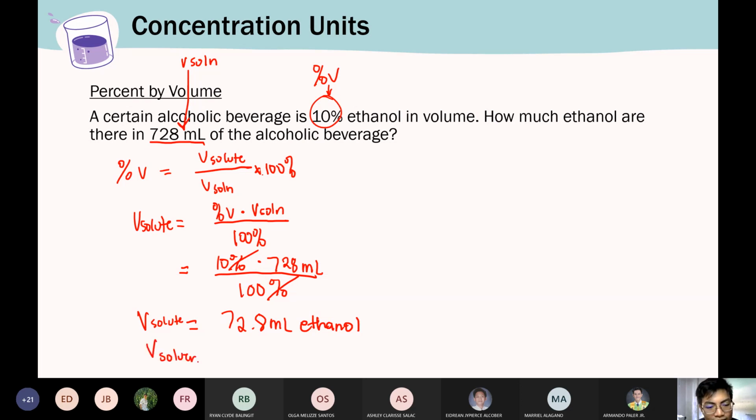Ngayon, tanungin ko kayo. What's the volume of solvent? If the solute is 72.8 gram, what is the volume of the solvent? Anyone? Pabilisan. Ang first 3 na makasagot, yayaman. Mananalo sa loto. Ayan.